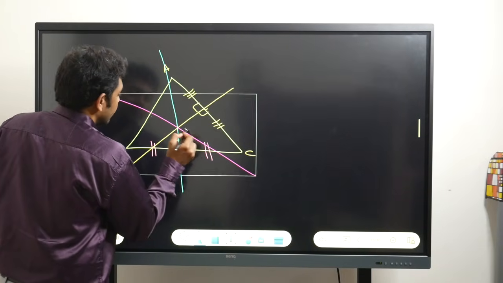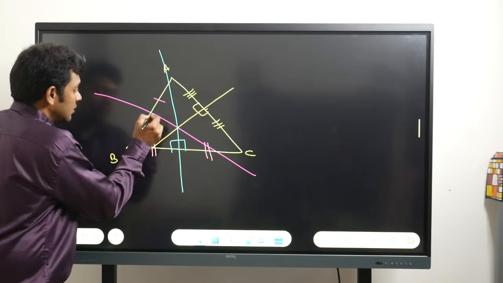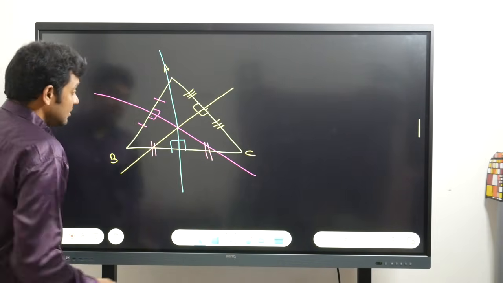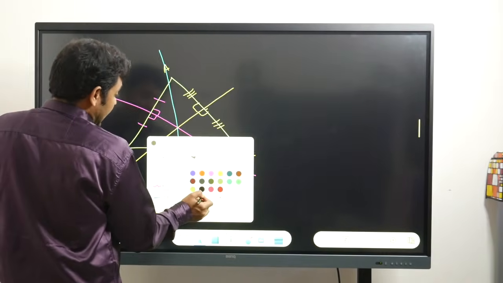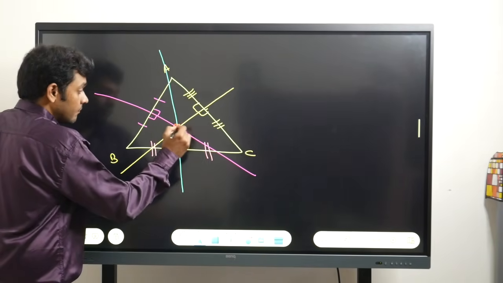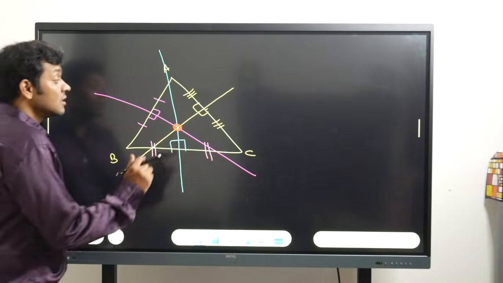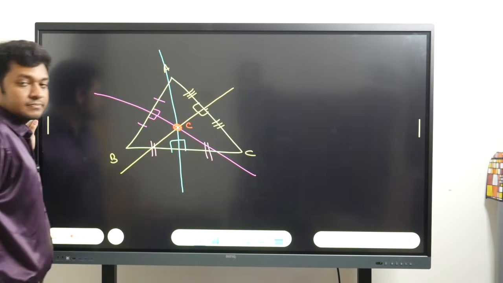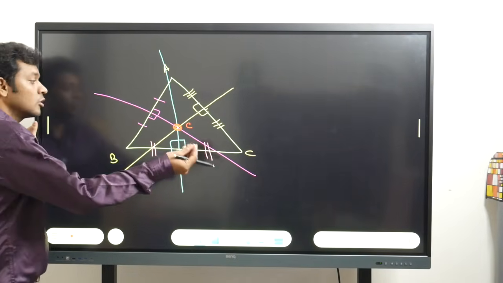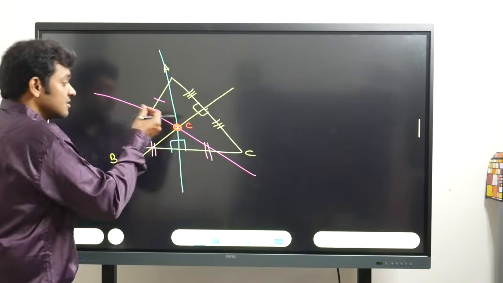Just bisect this. These two are equal. This will also be perpendicular. This point of intersection is actually called my circumcentre, which is generally denoted by C. Okay, incentre is denoted by I, centroid by G, and circumcentre by C.